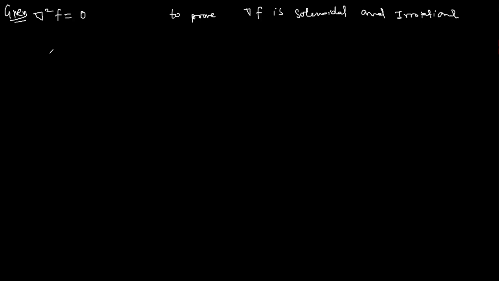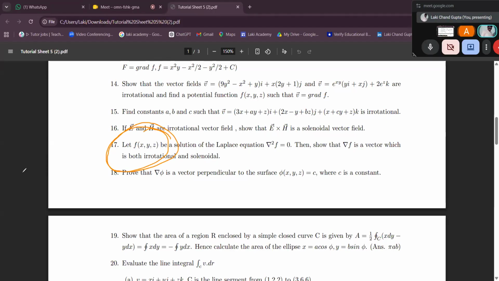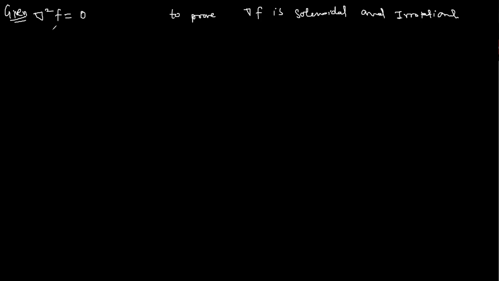Now see, let's suppose f is a scalar quantity, right? It is clearly mentioned f(x, y, z). f is a scalar function. If f is a scalar function, then grad f must be a vector. Let's suppose the vector is vector f, right? So first we find vector f.